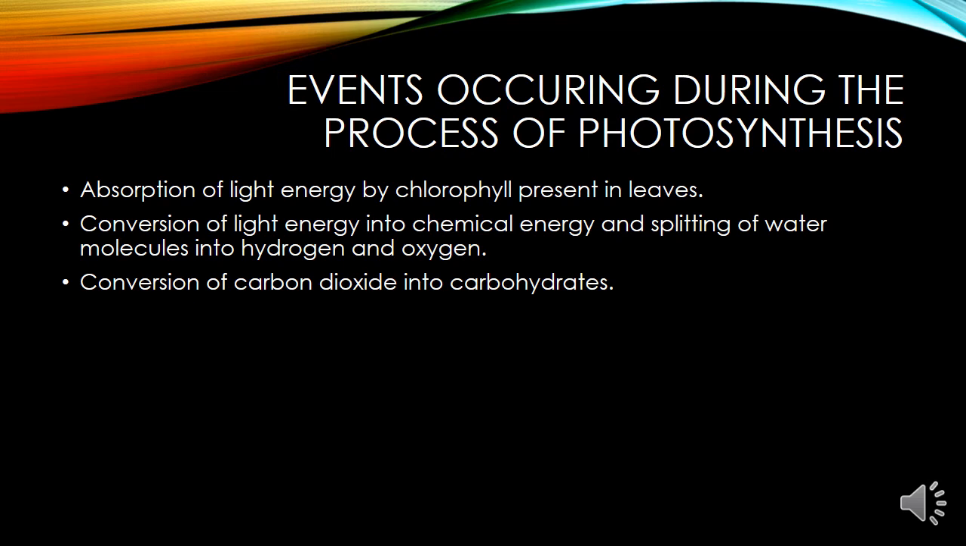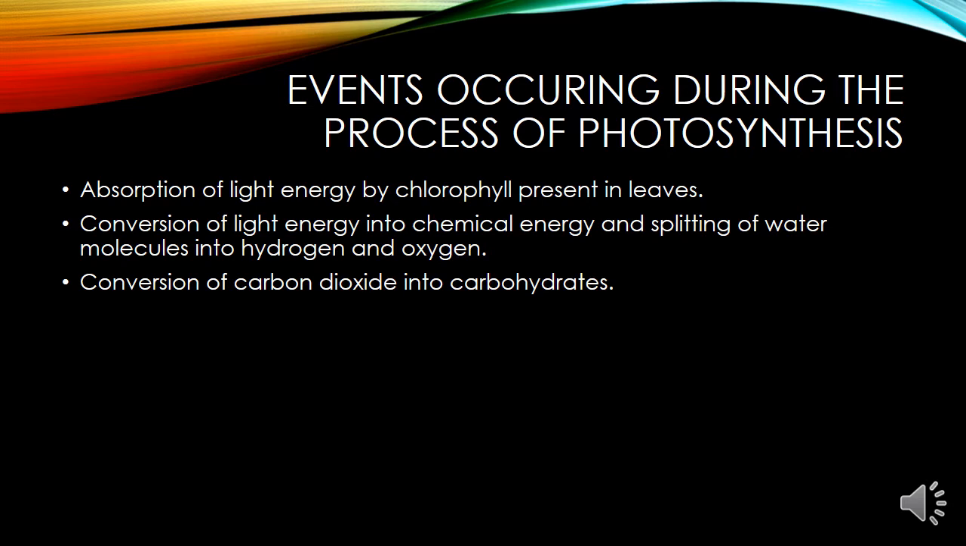First important step is absorption of light energy by chlorophyll present in leaves. Now the chloroplast, which contains the chlorophyll, absorbs light energy in the form of photons. When light falls on the leaves, what happens? The light energy in the form of photons is absorbed by the chlorophyll, which is present in the chloroplast.